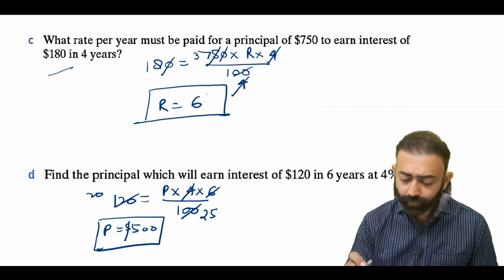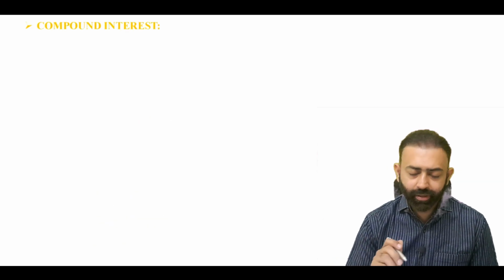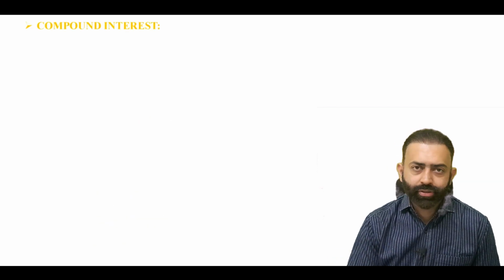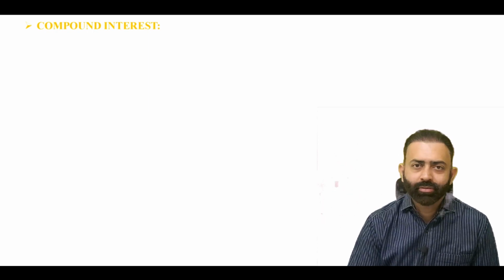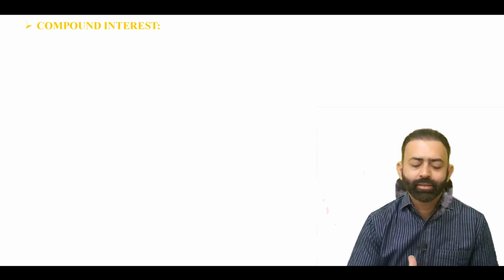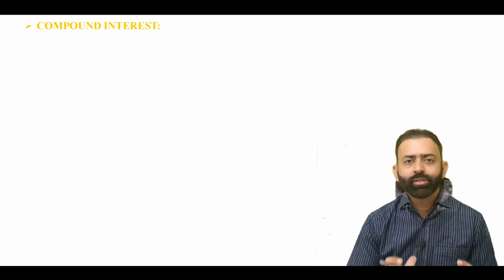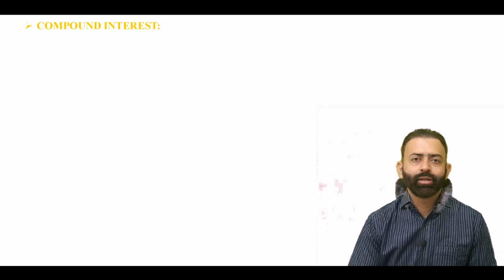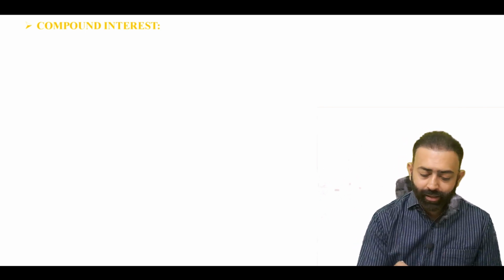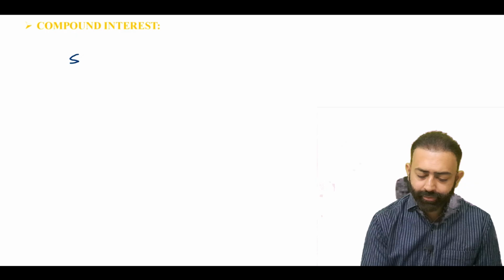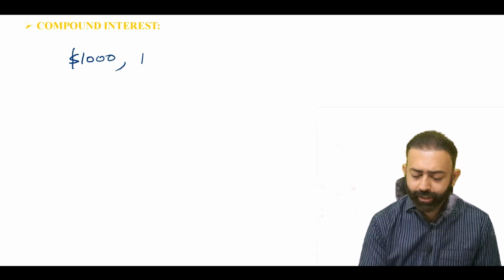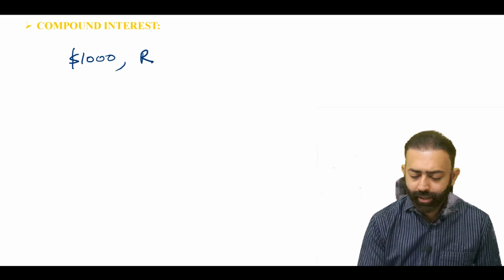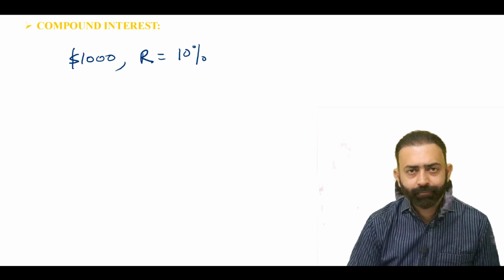Fine. Now let us come to the next topic, which is compound interest, right? So as you can see, interest is of two types. One that we have already learned, simple, and second is the compound. So the only difference between simple and compound interest is this. Let us take the same example that I have $1,000 with me. I deposit these $1,000 in the bank, and the bank is giving me a rate of interest of 10%.